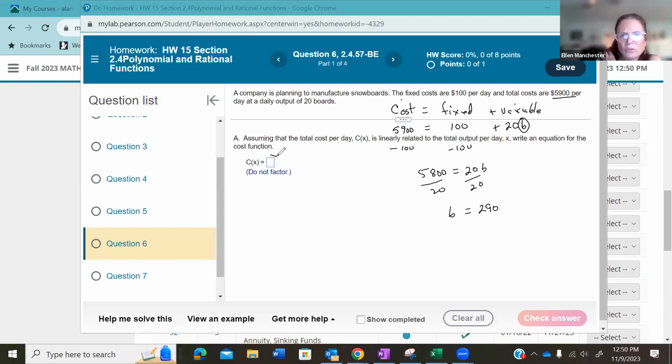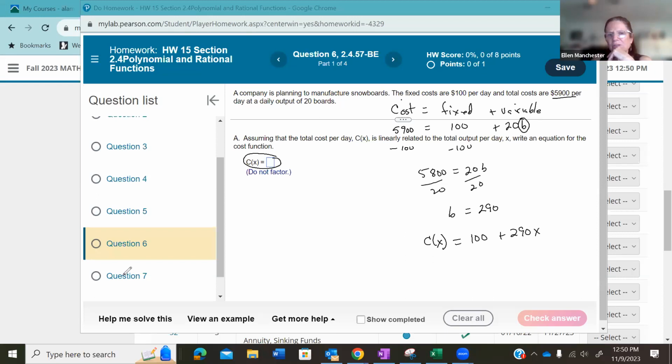Okay, so notice what they're asking for. They're asking for the cost function. So you have to do all of this first. You have to find out what your variable is. So the cost is the fixed plus the variable cost. Okay, and again, the X is the number of output, or the number of units per day. And then you'll use that to answer the next part.